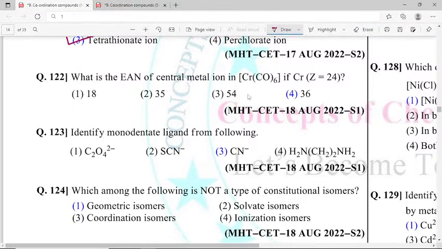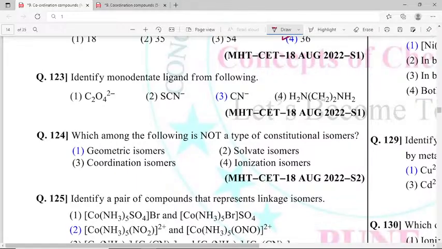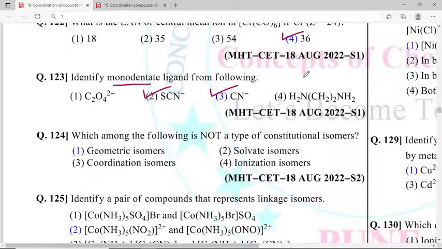Next, what is the effective atomic number of the central metal ion? Central metal atom: 24 minus oxidation state 0 plus 12. So 36 is your answer. Identify the monodentate ligand from the following. CN minus is also there. There are 2 options for monodentate ligand. Again, one more question is wrong here. There are 2 options, CN minus and CN minus.